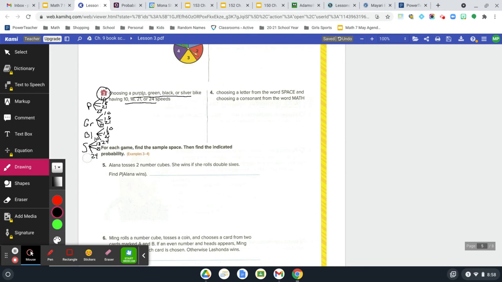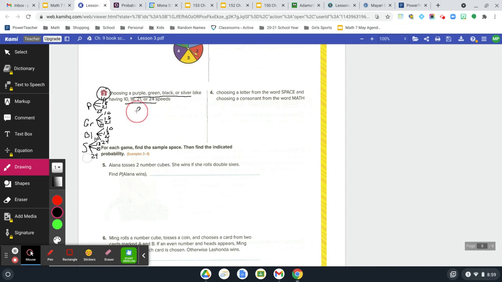So you're going to take the colors of the bike, and that's the trunk of your tree. So the purple, the green, the black, and the silver, right? Those are your 4 choices of colors. Now you also have 4 choices of the type of speed you want on the bike. And so from each color, you're going to draw 4 branches, just like you see shown. And then you're going to list, right? So now let's talk about the outcomes that you're going to see. So I'm going to list that sample space over here.